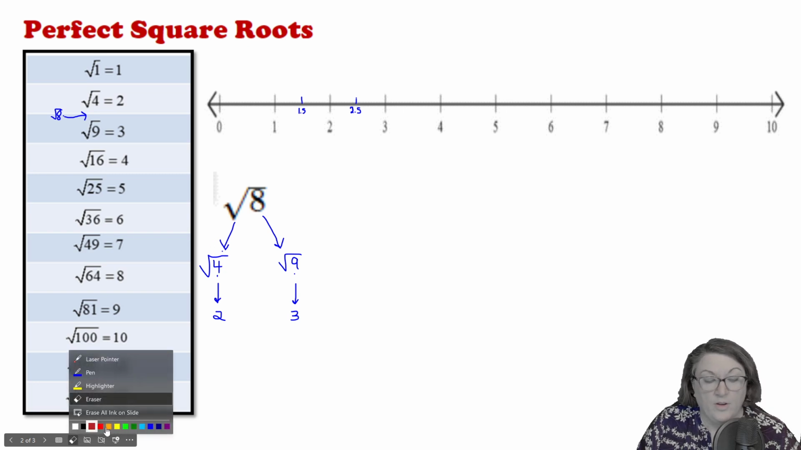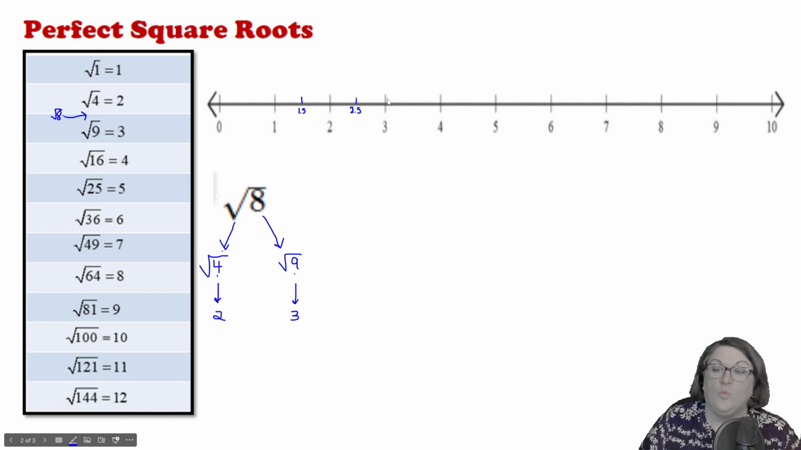The square root of 8 is going to fall between 2 and 3. So we're talking about this little section up here, but we have to think about which one it is closer to. Is it closer to the 2 or is it closer to the 3? So let's look here.